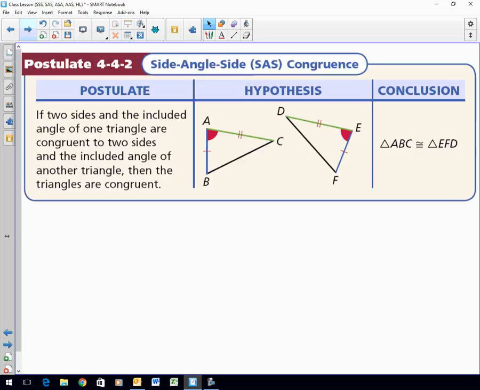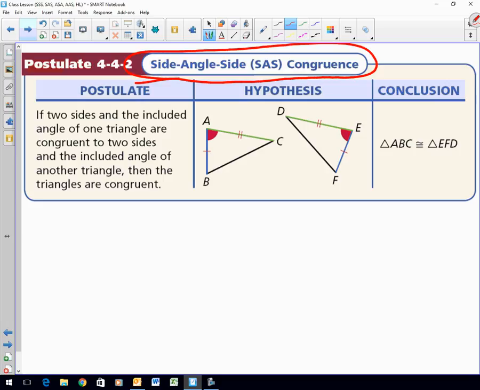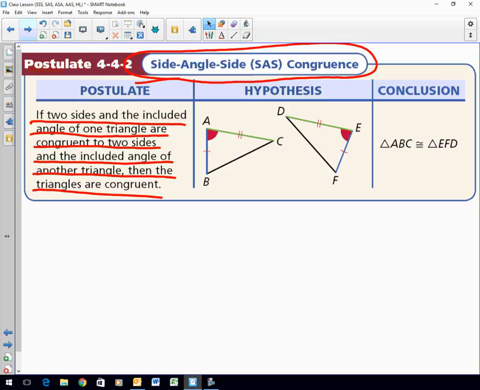We need to know what an included angle is because we're going to use it in our side angle side congruence postulate. It says if two sides and the included angle of one triangle are congruent to the two sides and the included angle of another triangle, my triangles are congruent.